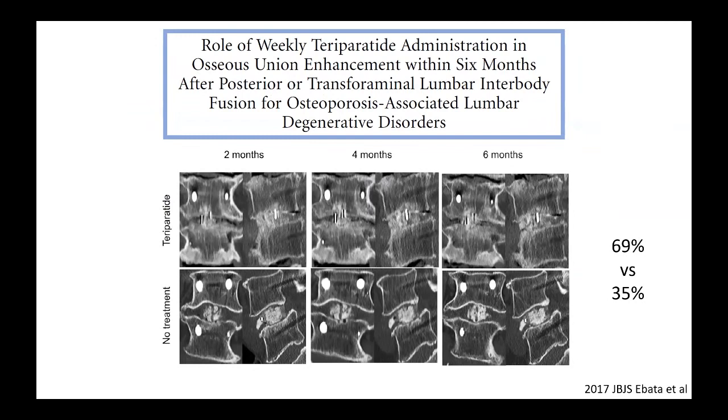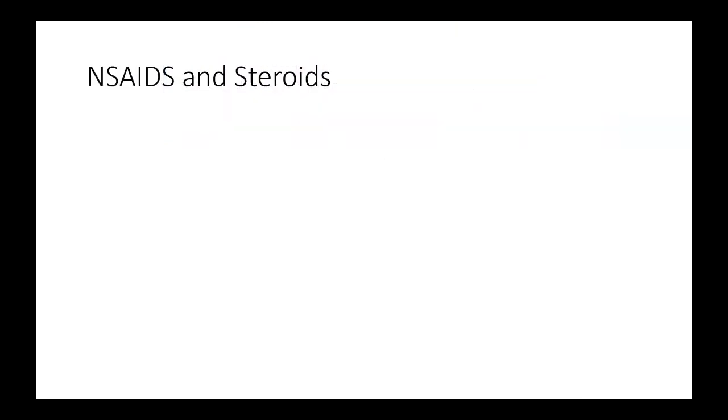At 6 months, they found that bony fusion was significantly higher in the teriparatide arm compared with the control arm. However, there was no real difference in patient-reported outcomes between the two groups in terms of ODI and JOA, and they all showed improvement compared to baseline. So while this was an interesting study, I would have been more interested to see their follow-up at 1 to 2 years.